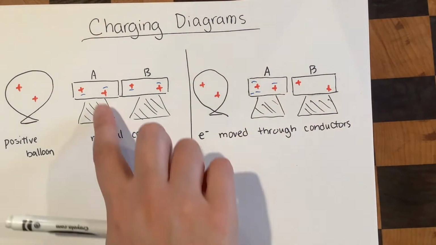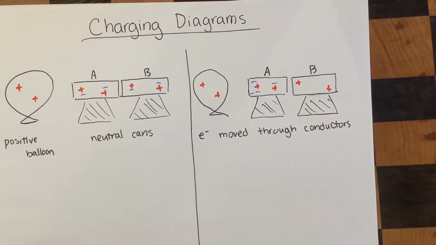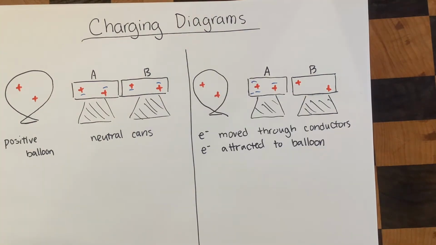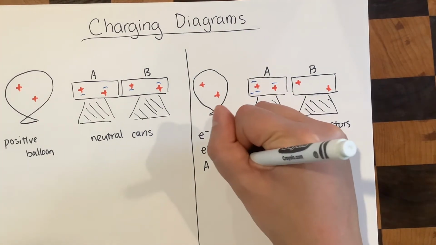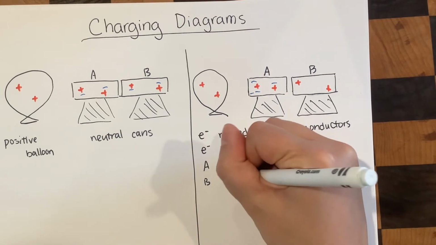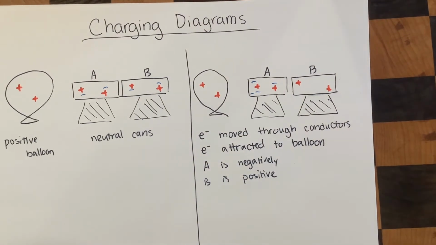Assume that these two cans are supposed to be touching. I drew them kind of close, but they're not quite there. Assume they're supposed to be touching, so the electrons flowed from B into A. Now, why did the electrons move? Electrons move because they were attracted to the balloon. And as a final result, A is now negatively charged, and B is positively charged. A is negative because it gained electrons. B is positive because it lost electrons.